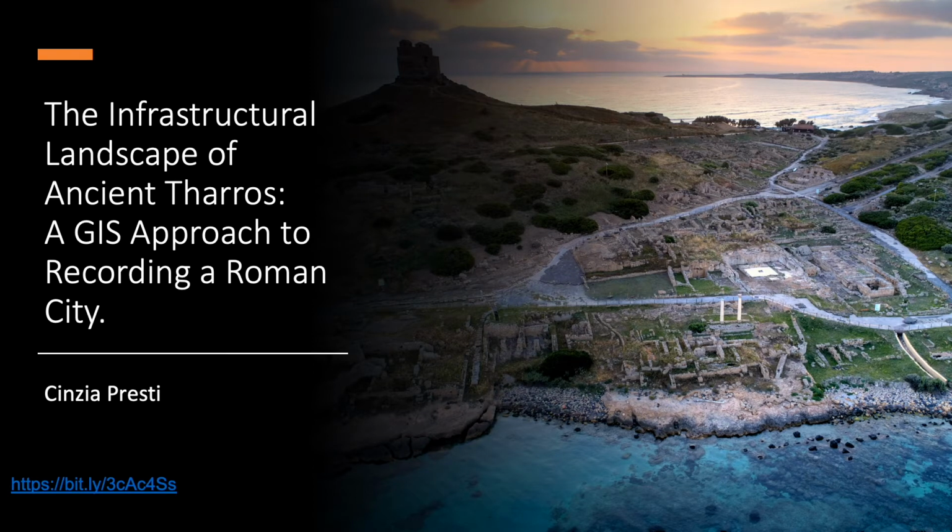The goal of my 5-college digital humanities project was to incorporate digital humanities technologies with traditional archaeological methodologies to study the water and waste management system in Roman Tharros. The project is titled The Infrastructural Landscape of Ancient Tharros, a GIS approach to recording a Roman city, because I used a combination of archaeological ground survey and modeling in GIS, which stands for Geographic Information System, to carry out the research for this project.